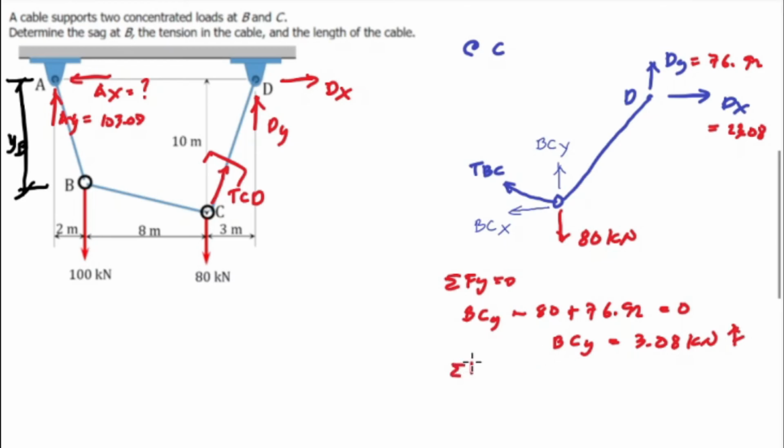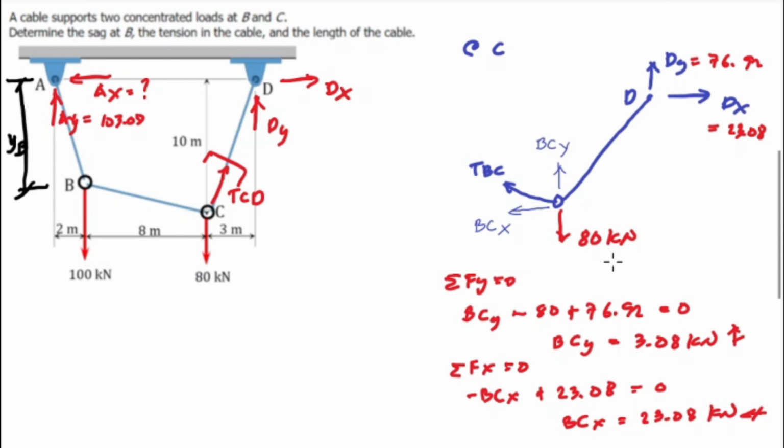Next, summation of forces along x is equal to 0. So summation of all forces along x, we have BC of x and dx, or the reaction dx. We have BC of x negative and positive d of x, which is 23.08, and equate that to 0, and the value for BC of x is equal to also 23.08 kilonewton, and the direction is to the left.